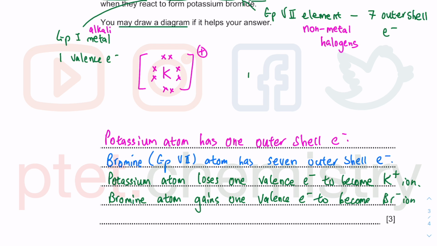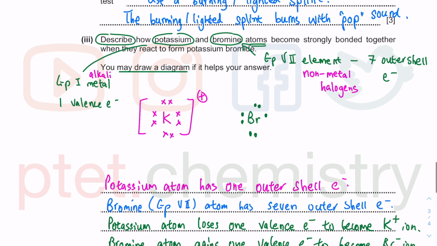If I draw a diagram for the Br, I have to use a different representation because I've already used crosses for the potassium. I started with 7 dots because 7 outer shell electrons, group 7 element halogen. And of course, I have 1 cross because I transferred the electron from the metal, which lost the electron, to the non-metal. The non-metal gains 1 electron because you already have 7 in group 7. 7 outer shell electrons, you gain 1 electron, you have a -1 charge.